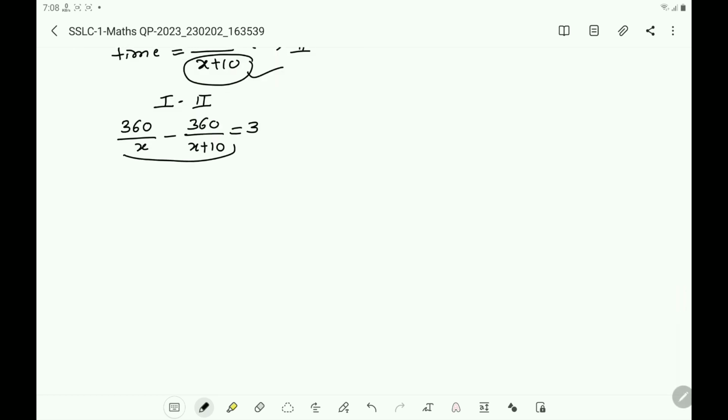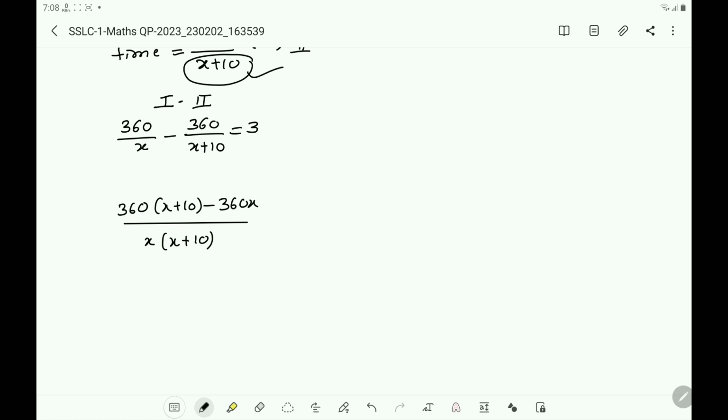Now take the LCM of x and x plus 10. What is the LCM? LCM is x into x plus 10, because the product of these two is the LCM. Then you take 360 into x plus 10 minus 360 into x.